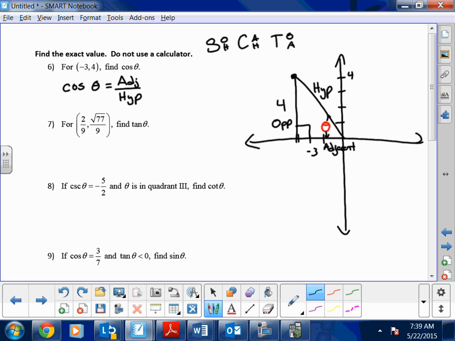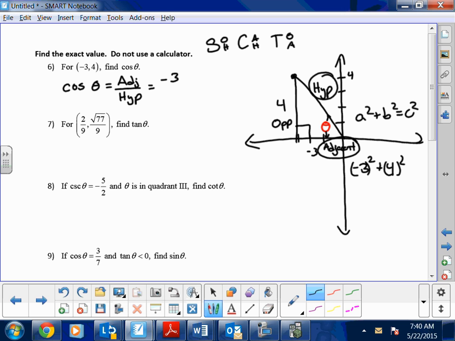Now, what ends up happening is that I need to figure out what the hypotenuse is. I know what the adjacent is, because I know that this is negative 3. Now, the hypotenuse is going to be found by using the Pythagorean Theorem. A squared plus b squared equal to c squared. Now, this is a 3, 4, 5 triangle, but I'll go ahead and apply the Pythagorean Theorem anyway.